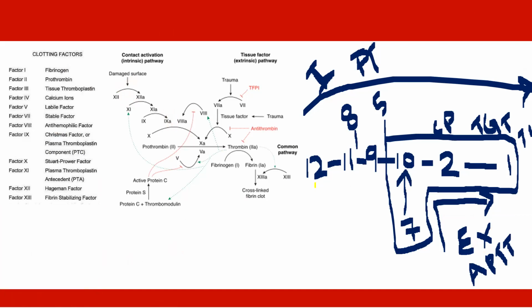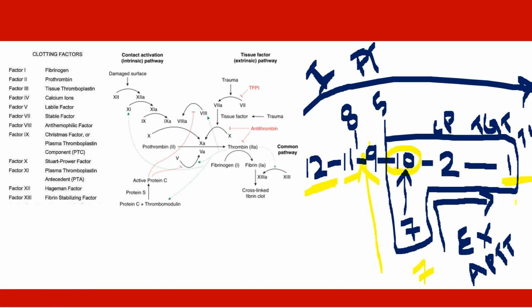Listen, students. You first draw 12 to 1, and in the center you keep 10. Try to memorize this sequence. After 12, we get 11. After 11, we should get 10, but in between 11 and 10, we have 9. In between 11 and 9, I kept 8. Then in between 9 and 10, I kept 5. Then from down, the 7th clotting factor will directly activate the 10th clotting factor, and this results in 2, 1.